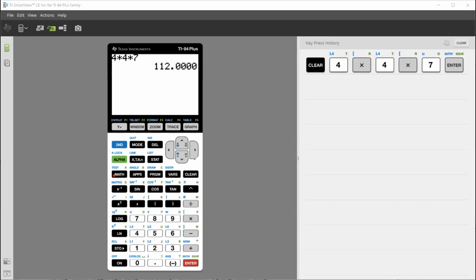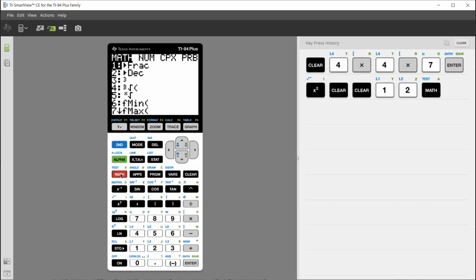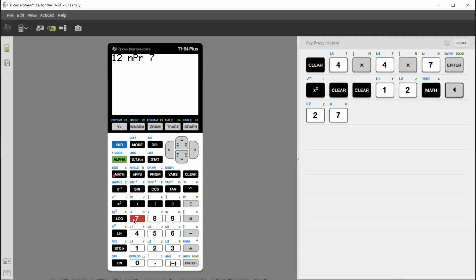Okay, hold on. Let me put this on the screen. I need my mouse. Okay, all right. So we're going to do 12, Math, Probability. I'm going to use the arrow key there, and I'm going to use number 2 for permutation. What some students do is they put the permutation in first. You have to put the first number in before you hit that. So be aware of that.